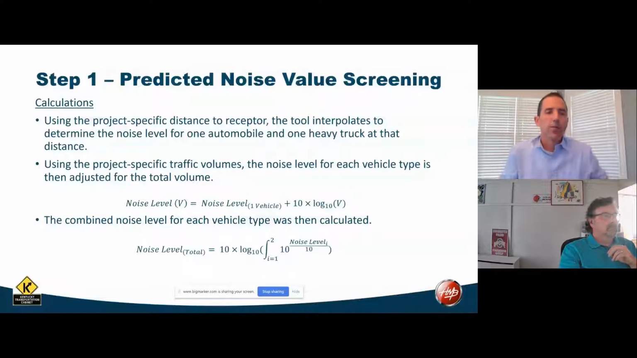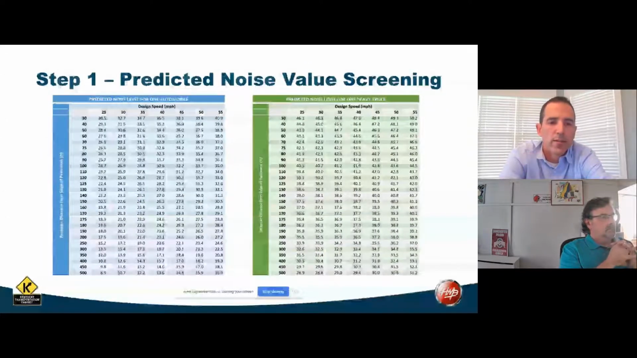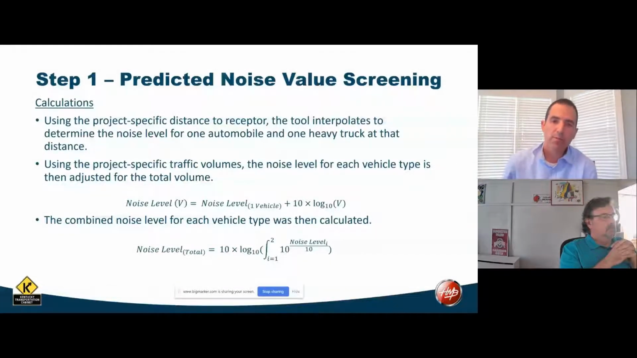So once we had that baseline, we have the noise level for one automobile and one heavy truck. We then use the project specific data, which is the distance, to interpolate the noise level for one automobile and one heavy truck at that receptor. What's the noise level at that one receptor? Going back to the tables, there's a bilinear interpolation there where it takes the design speed and the distance and comes up with that value. Then after that, you use the project specific volumes and it adjusts for that volume. The equation there, I'm not going to go through it, but that's what the calculation in the background is doing.